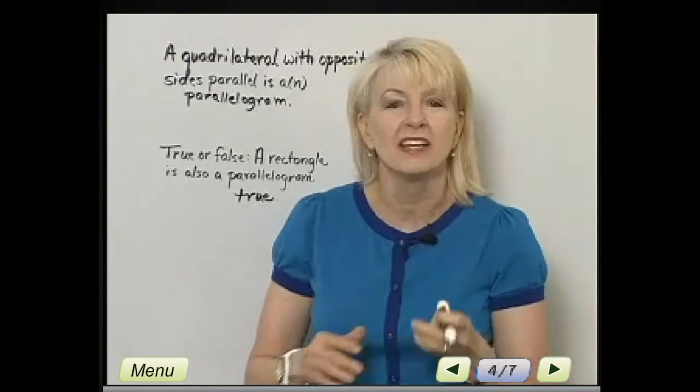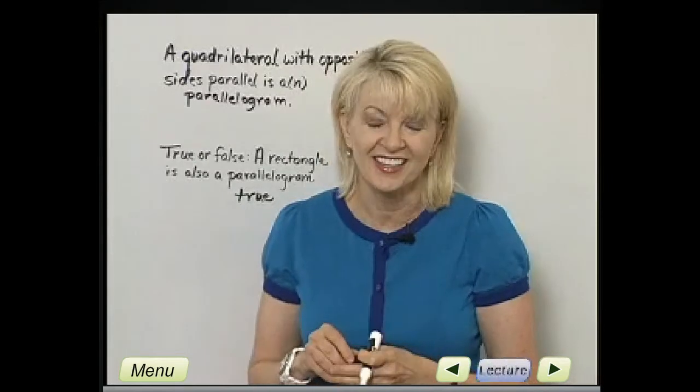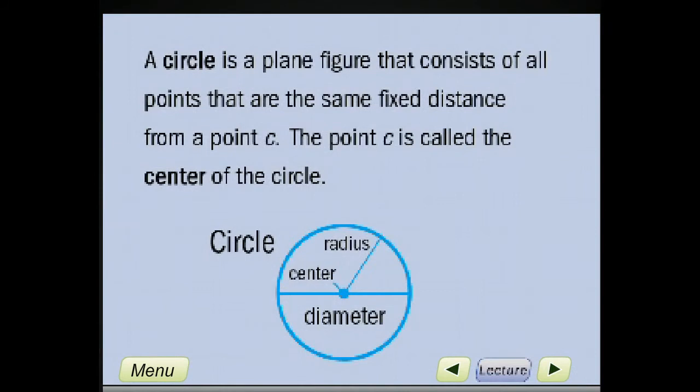But you'll want to take a moment and certainly review all those special quadrilaterals. Now let's look at a circle. Circles are also plane figures. A circle is a plane figure that consists of all points that are the same fixed distance from some point C. And then we call the point C the center of the circle.